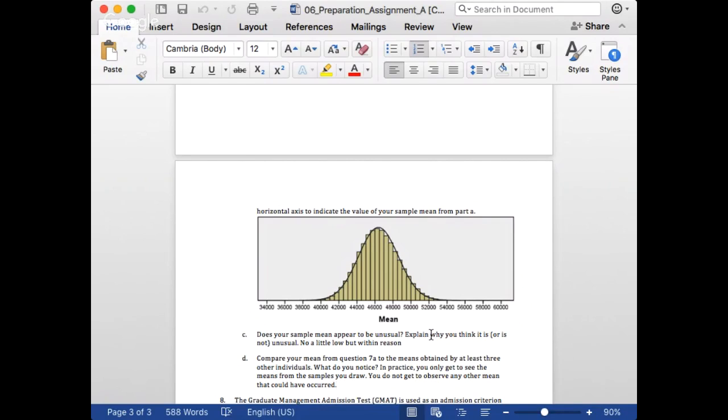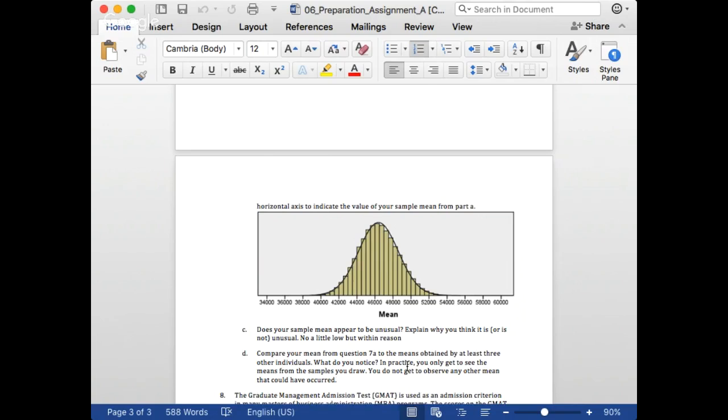So question C, to be unusual, not really. Again, if you got something that wasn't technically possible, that would be unusual. But anything in this area is good. Question A, you have to compare it to 3 other individuals. So this is what they're talking about, the idea of only having one sample.